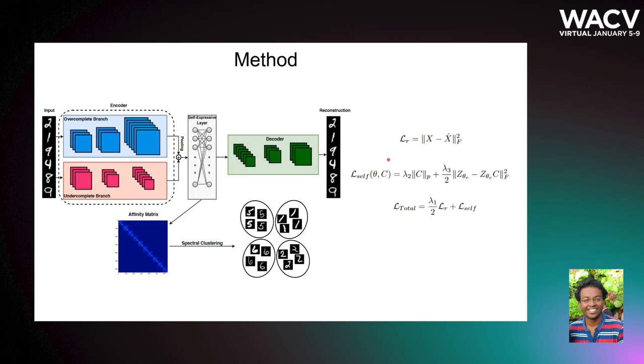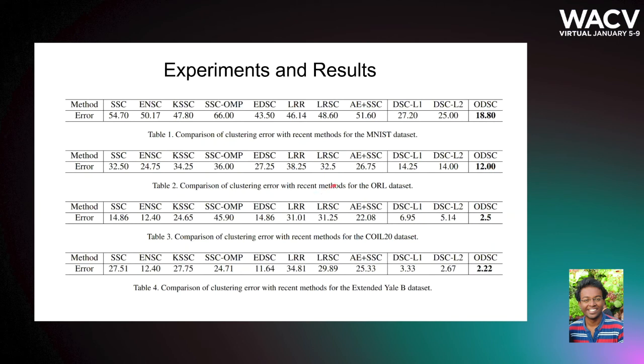To train this network, we first use a normal reconstruction loss while pre-training the network for reconstruction. Then we fine-tune it using the self-expressive loss. We conduct experiments across 4 different datasets where we note that our proposed method, ODSC, performs better than the previous methods.